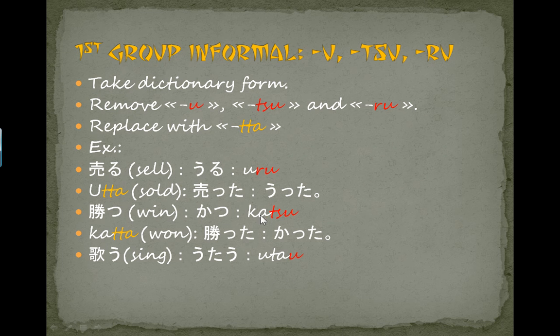This one, katsu, tsu over here. You remove the tsu and replace it with tta. It becomes katta, won. This one, utau, sing. Replace the u and replace it with tta, becomes utatta, sang. So it's a lot of things to remember, but it's very simple.